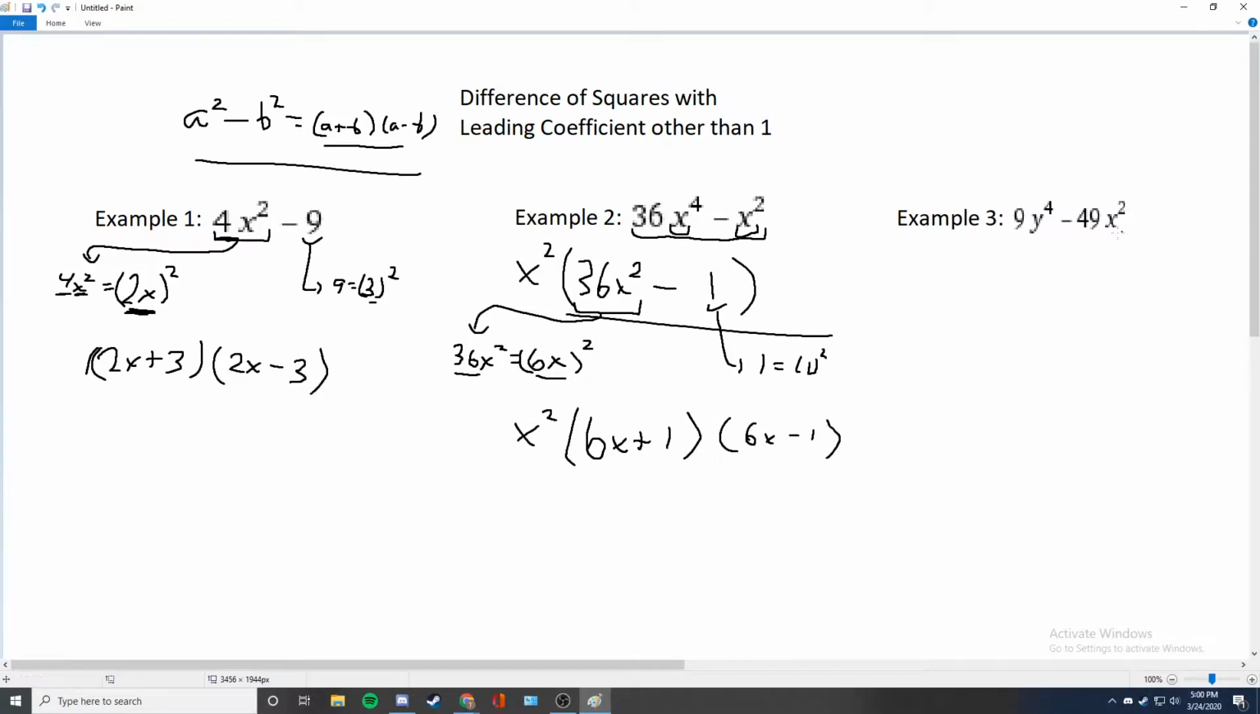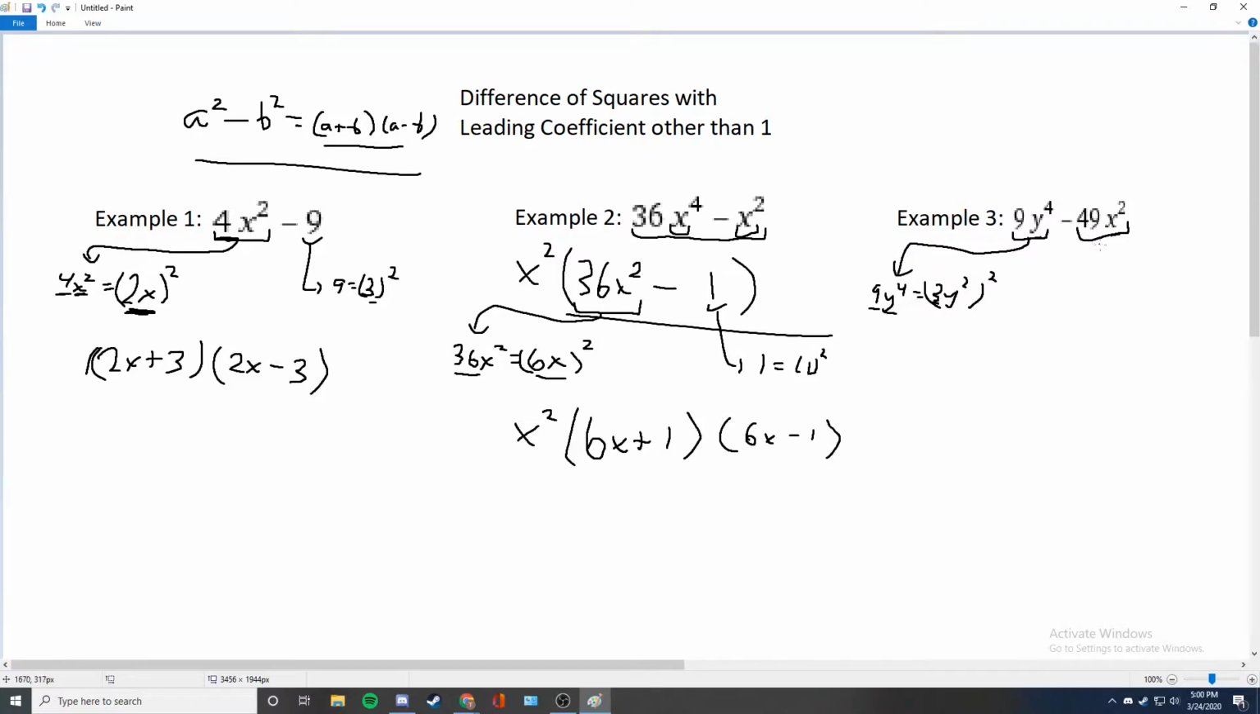So now, moving on to example 3, this is similar to example 2, but the two variables are different from each other, so we can't pull out the x squared like we did at the beginning. We'll just have to start out with difference of squares right away. So these are our two terms that we have to square root. So 9y to the 4th is really going to be 3y squared squared, since 9 square rooted is 3, and y to the 4th is really y squared squared.